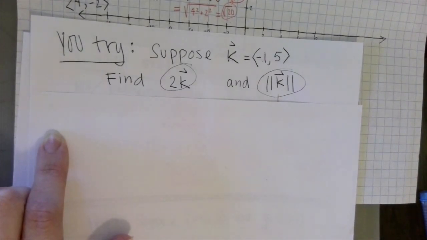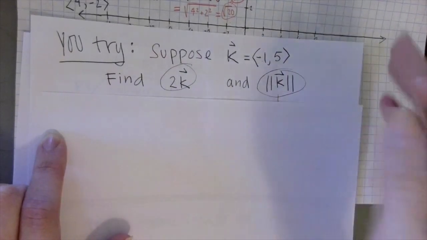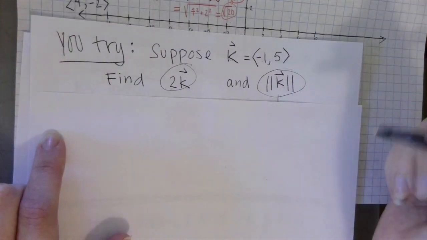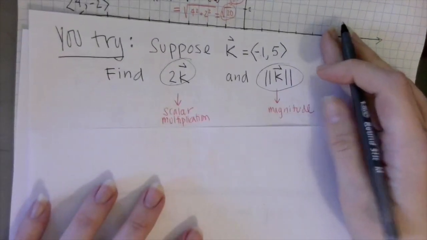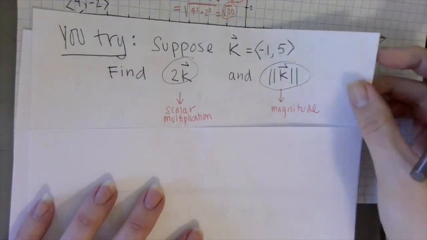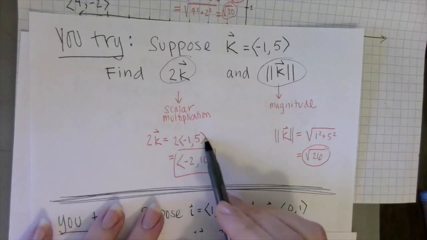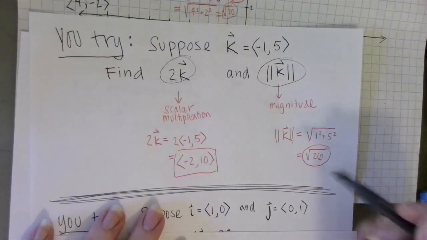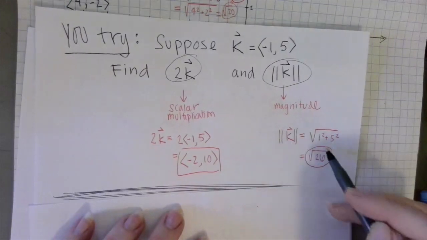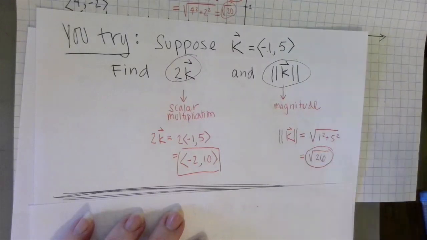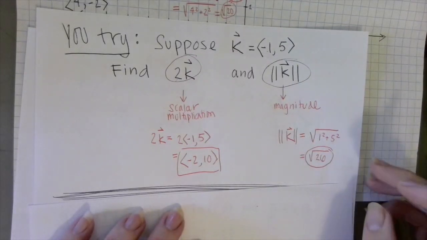By now you should have paused your video and worked out these 2 problems with the example vector, vector k. So 2k is an example of scalar multiplication. And this one we would read as the magnitude of k. Write that down: scalar multiplication and the magnitude of k. For 2k, I just double both components and I get negative 2, 10. For the magnitude of k, I do the square root of 1 squared plus 5 squared, the 2 components ignoring negatives, and I get the square root of 26, which does not simplify.